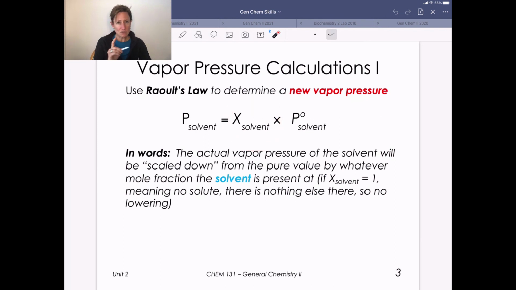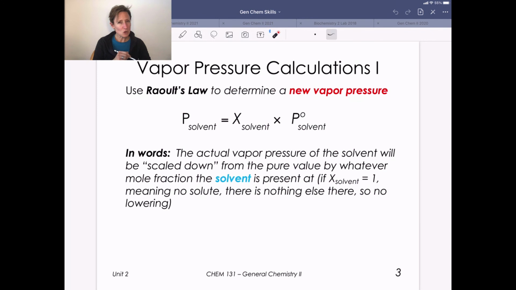If the mole fraction of solvent is 1, that means there's no solute. There's no scaling down. As this mole fraction becomes less and less, because we've added more and more solute, that means the vapor pressure of the solvent in that solution is going to become less and less. So this is a scale down factor that we're going to see. That's one way we can think about it. This will give us the absolute value of whatever that new vapor pressure is.